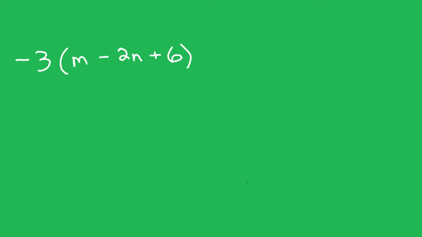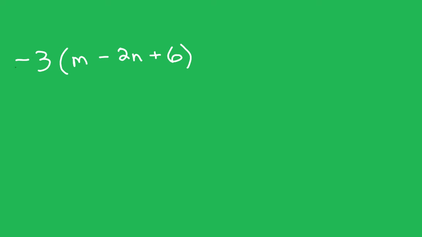Negative 3 times the quantity m minus 2n plus 6. So in the past examples we had there, we simplified expressions by combining like terms. Another way of simplifying expressions is by using the distributive property to remove parentheses. Parentheses, which are like an excessive number of terms, are what mathematicians consider to be not simple. So we have to simplify this expression, we have to get rid of the parentheses.